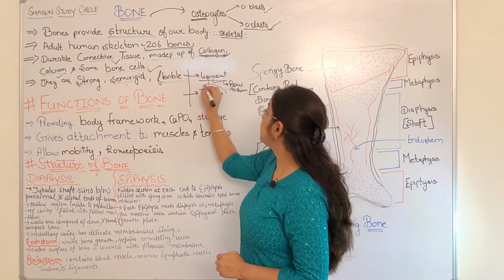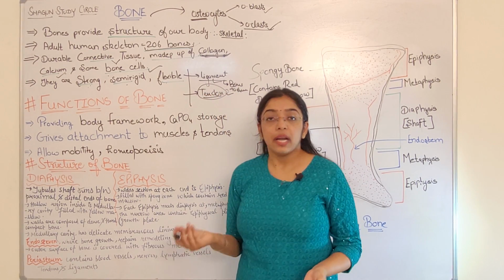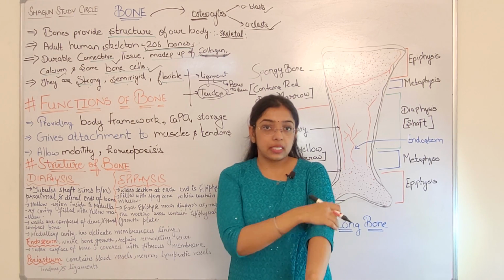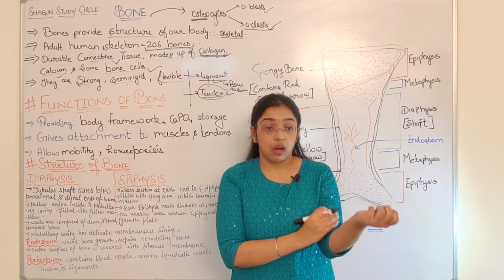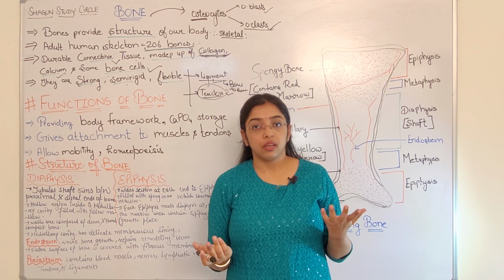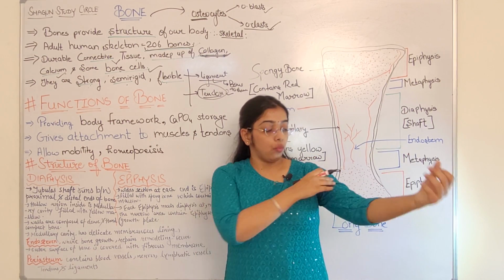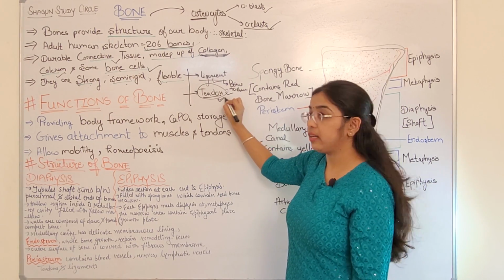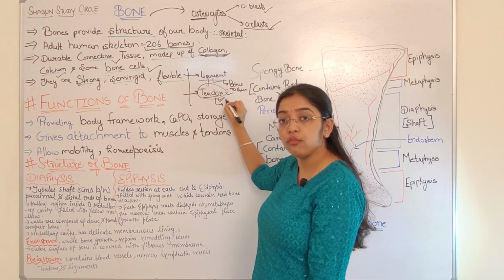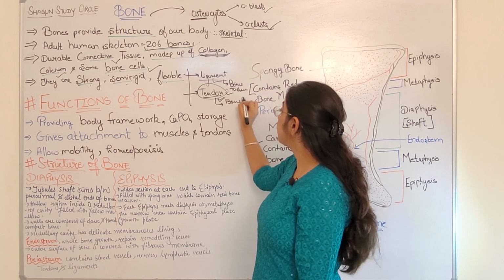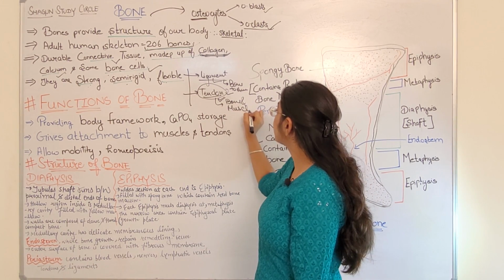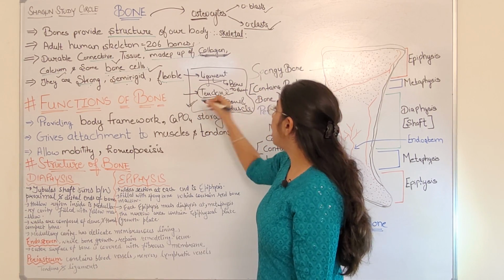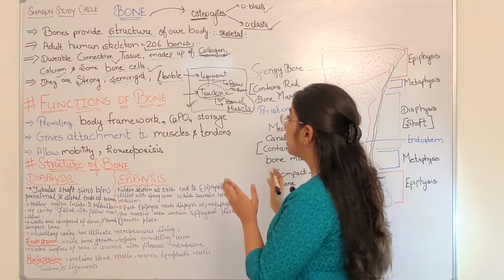Whereas if I talk about tendon, what does tendon do? Tendon helps in the connection of bone and muscle. We know that these are all muscles, and how are they attached? They are attached to our bones with the help of a special connective tissue, that is tendon. So tendon helps in the connection of bone and muscle. That's the difference between ligament and tendon, and basically they provide a connection.